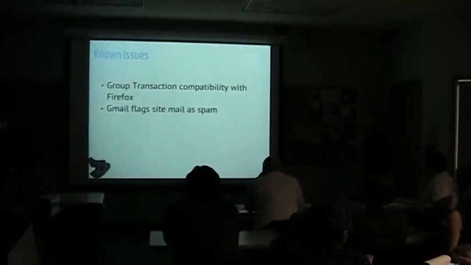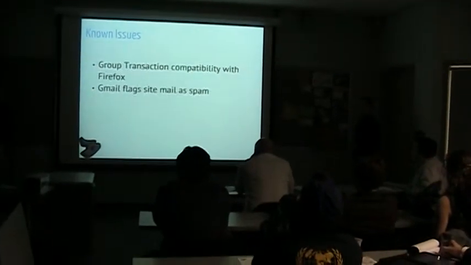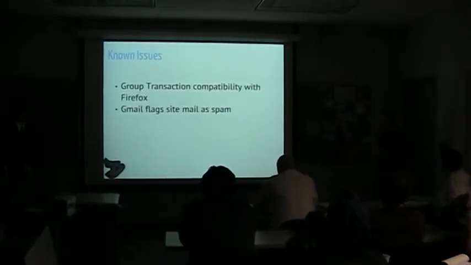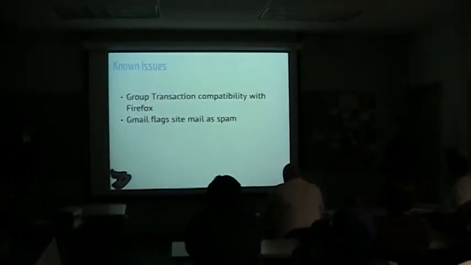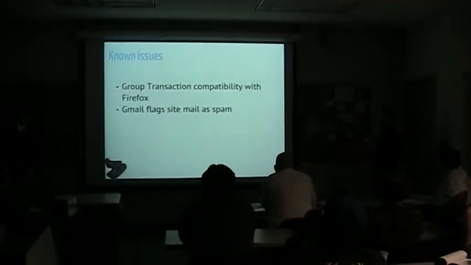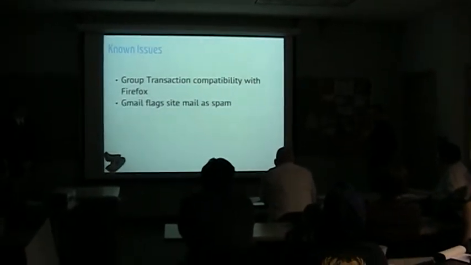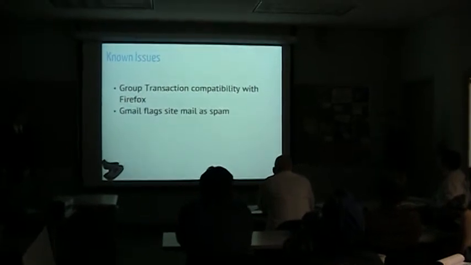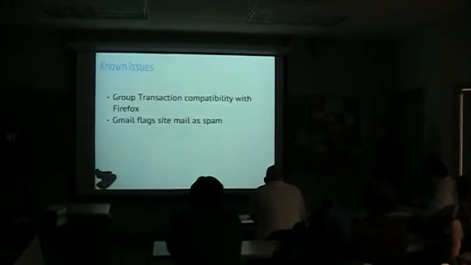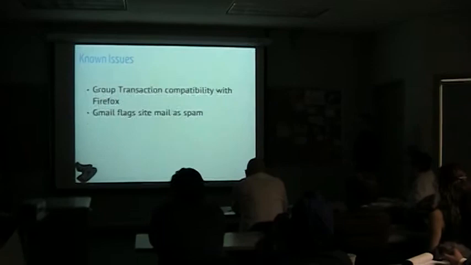So currently, some of our known issues are that group transaction compatibility is not compatible with Firefox at this point. It will work in Internet Explorer and Google Chrome as well. And Gmail flags all of our site mail as spam. That's just because we do have the registered URL, BWeeMM.com. It's, at this point, not very well known, so Gmail sees it as spam. Those are our known issues at this point, and we do look to all of our users to submit any issues that they find to us, so that we can work those out.